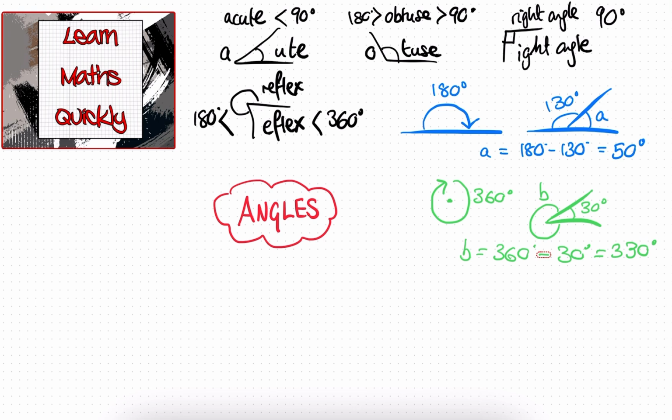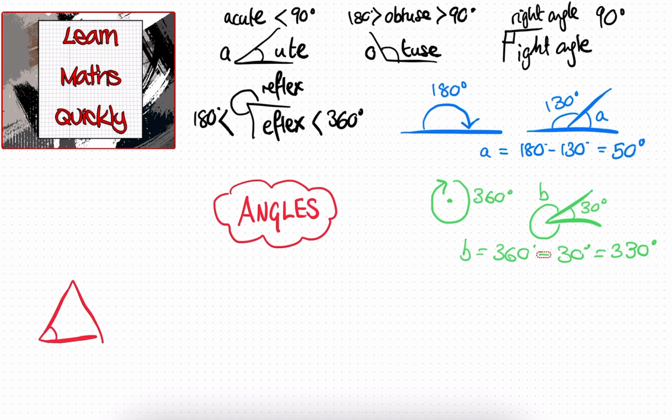So they're the basics when it comes to naming angles and things that you might find useful when it comes to straight lines and circles. The next bit, however, is to do with shapes. So this time I'm going to draw a triangle.